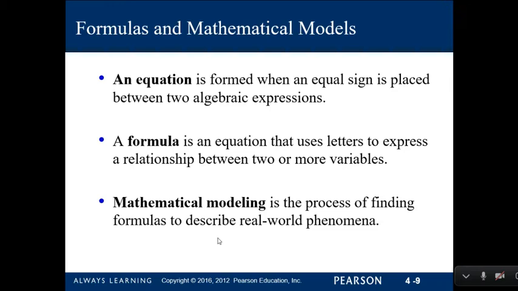Mathematical modeling is the process of finding formulas to describe real world stuff. Anytime you hear modeling, they're talking about trying to bring it into the real world, something that you could run into out in the real world somewhere. Okay.